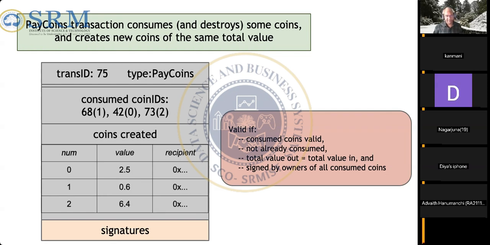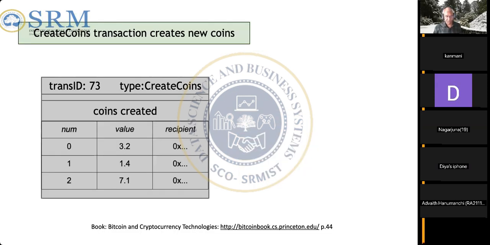These are nothing but coins created earlier. Let me go back one step. How do we identify the coins? Coins are identified with a coin ID, which is a combination of the transaction ID and the index of the coin. For example, to identify the coin with value 3.2, the first coin, I use the coin ID 73.0. 73 is the transaction where the coin is created, and 0 is the zero-based index.